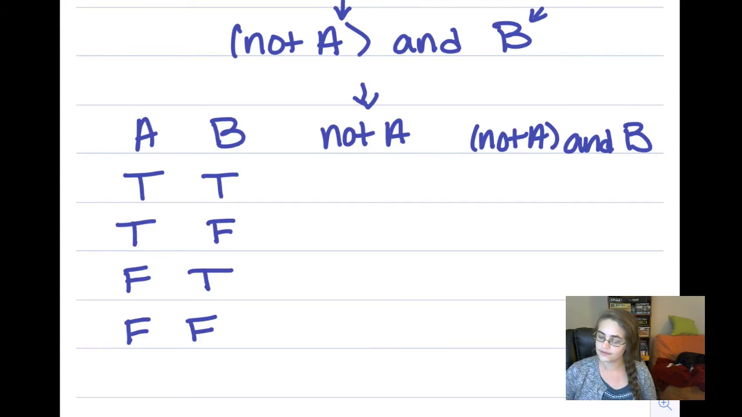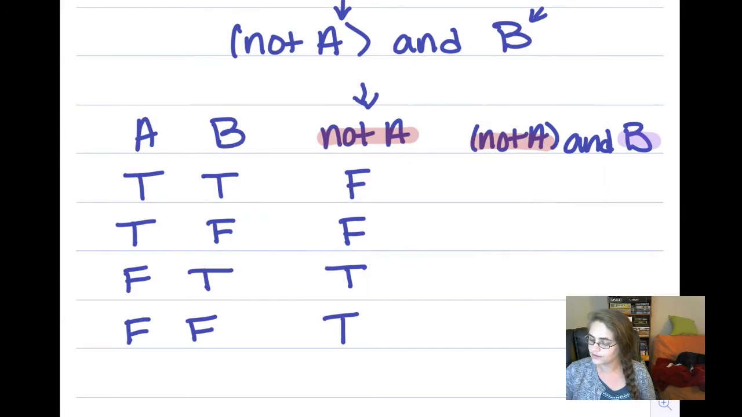So not A, when A is true, is false. It's just going to be the opposite of whatever A is. So not A for true is false, and not A for false is true. This time, for the last column, we're going to do it very similar to how we did the AND truth table, but this time we're looking at different columns. For the not A, we will look at the not A column.